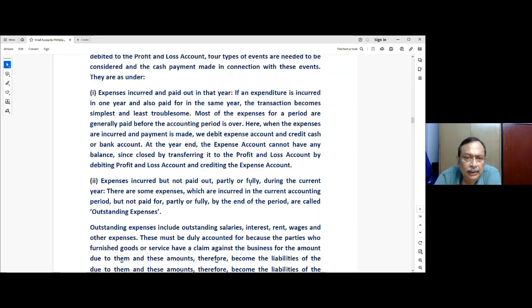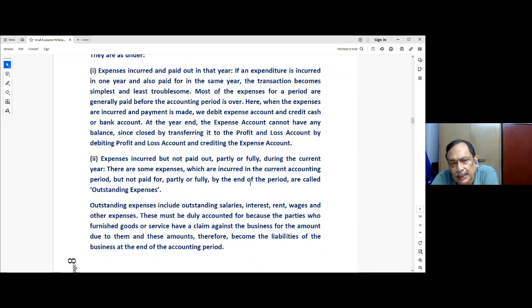Now we are coming to the second type: expenses incurred but not paid out, partly or fully, during the current year. There are some expenses which are incurred in the current accounting period but not paid for, partly or fully, by the end of the period. These are called outstanding expenses. Outstanding expenses include outstanding salaries, interest, rent, wages and other expenses.